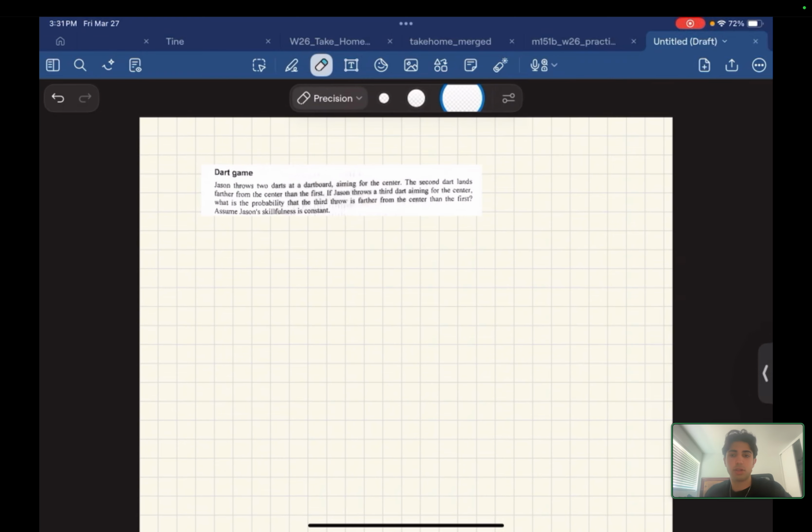This question is called Dart Game, and it says Jason throws two darts at a dartboard aiming for the center. The second dart lands farther from the center than the first. If Jason throws a third dart aiming for the center, what is the probability that the third throw is farther from the center than the first? Assume Jason's skillfulness is constant.